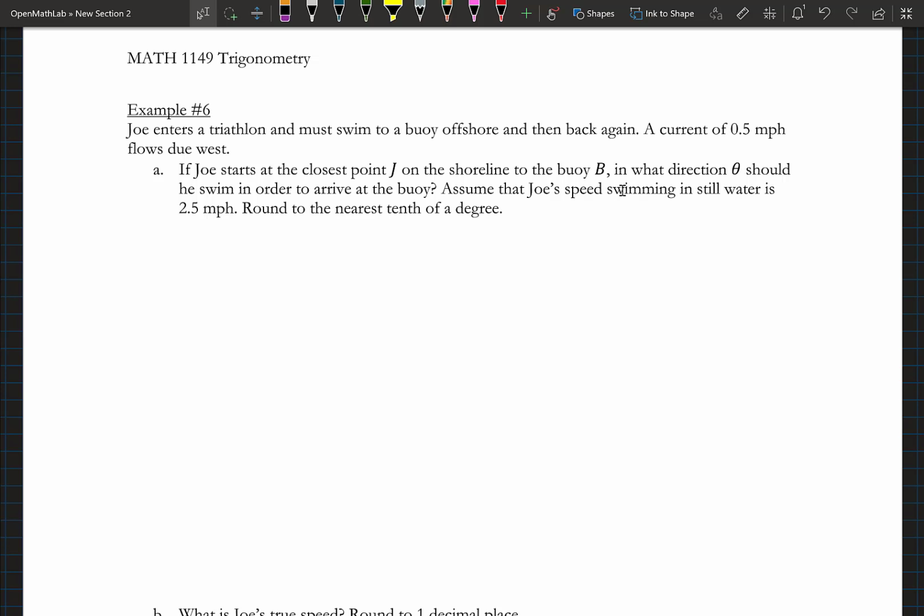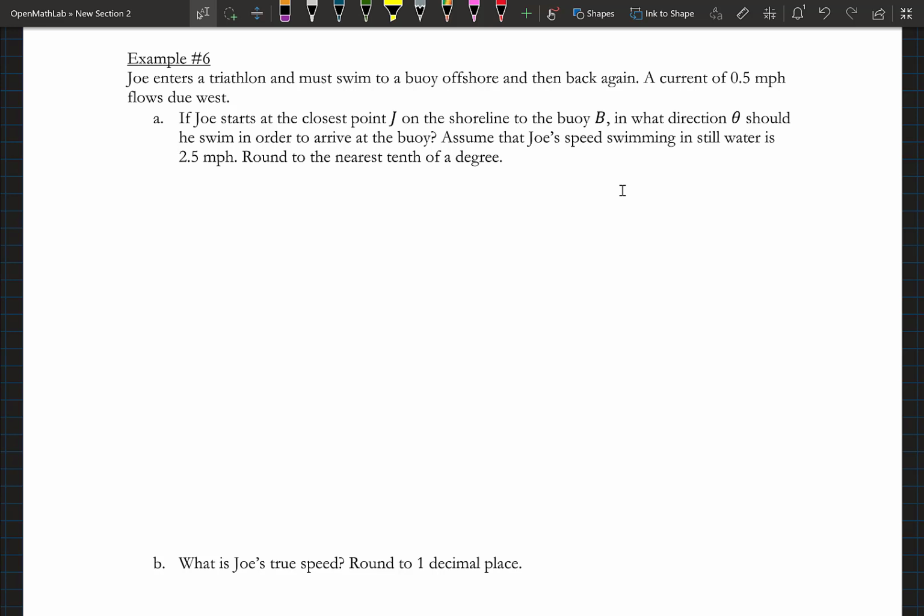So let's try the next one. Example 6. So Joe enters a triathlon and must swim to a buoy offshore and then back again. A current of 0.5 miles per hour flows due west. So if Joe starts at the closest point J on the shoreline to the buoy B, in what direction theta should he swim in order to arrive at the buoy? Assume that Joe's speed swimming in still water is 2.5 miles per hour, round to the nearest tenth of a degree, right? So there's a diagram missing here that I'll draw for you.